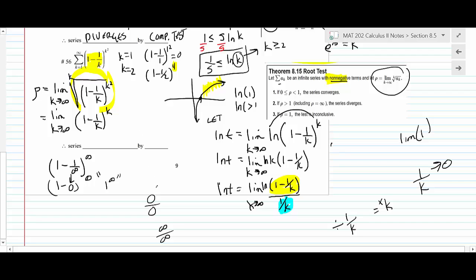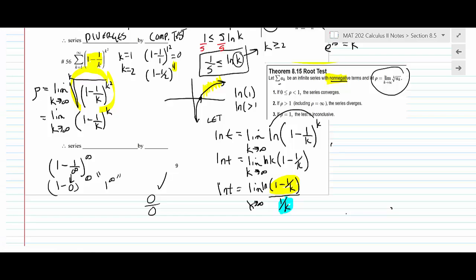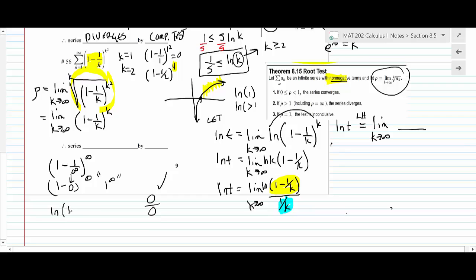Now the reason I rearranged it as 0 over 0 is so I can use L'Hopital's Rule. So tell me what I need to do. I need to do the derivative of the top and the derivative of the bottom. So I'm going to go over to the side with some scratch paper and work these things out. I'm going to write ln of t equals, and I always put this LH just to remind myself that now I'm doing L'Hopital's Rule. So I'm going to have the limit as k goes to infinity, and let's do these two derivatives. Now I'm going to write this as ln of 1 minus k to the negative 1, just so I can do that derivative.